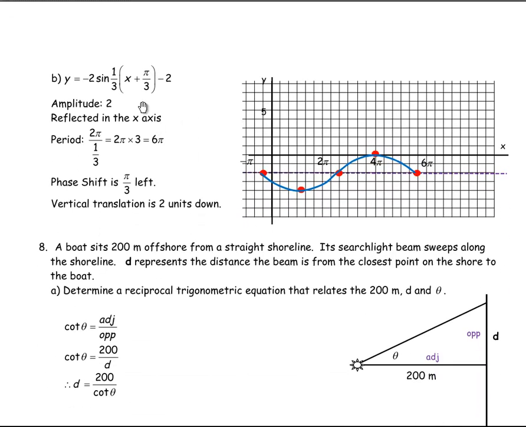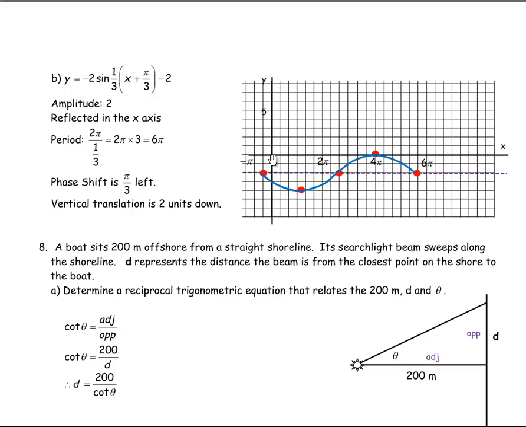On to 7b. So in this function, the 2 in front of the sine means the amplitude is 2. The negative means it's been reflected in the x-axis. The 1/3 affects the period, so we divide 2 pi by 1/3. So that's the same as 2 pi times the reciprocal of 1/3, which is 3. So the period would be 6 pi. The pi over 3 here means there's been a phase shift of pi over 3 to the left, and the negative 2 means it's been vertically translated 2 units down. So here's my vertical translation 2 units down. It's also been phase shifted pi over 3 to the left.